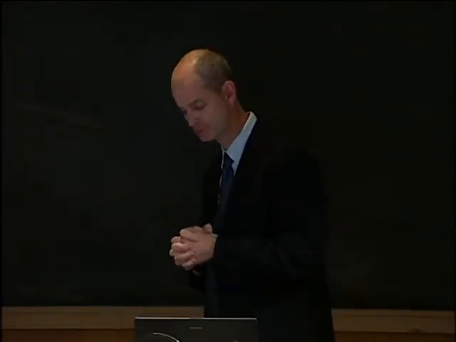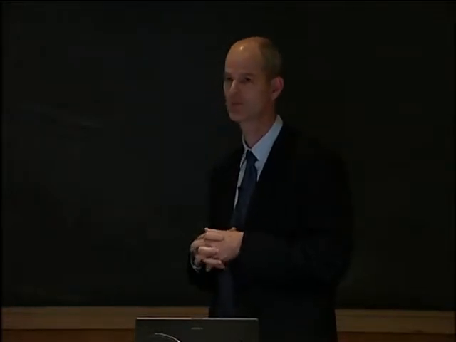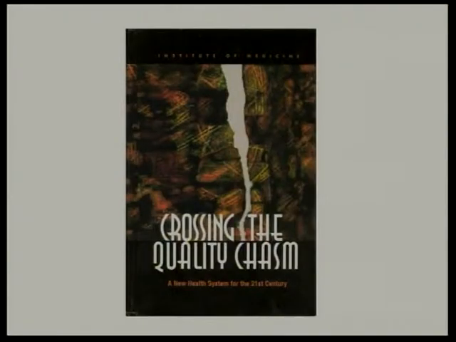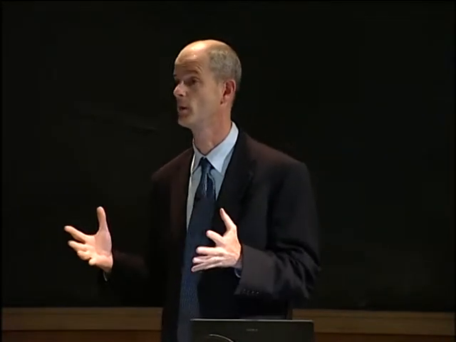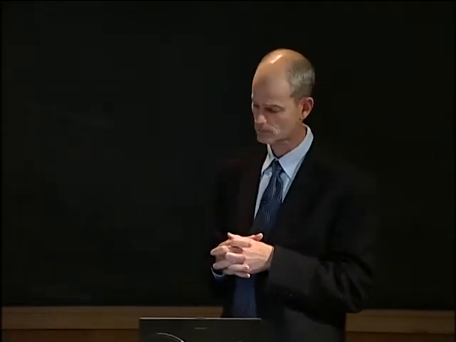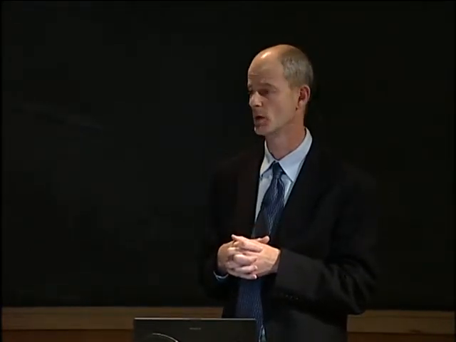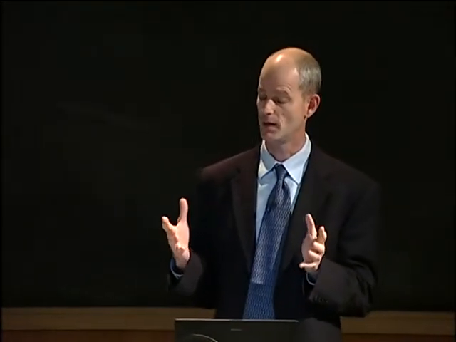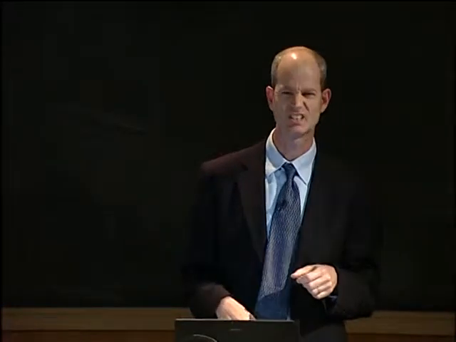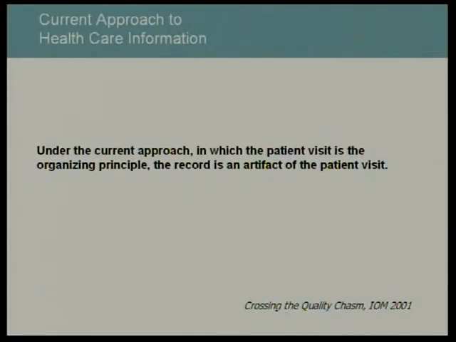And on the heels of that model came this, which is Crossing the Quality Chasm from the Institute of Medicine. This also highlighted many of the structural flaws in the United States healthcare system for improving care for everyone, including those with chronic illness. What's remarkable about the Quality Chasm report is it took a completely different approach to care. And amongst those things that it highlighted was a different approach to health information. So it described the current approach to health information as one in which the patient visit is the organizing principle, and the record is an artifact of that patient visit.